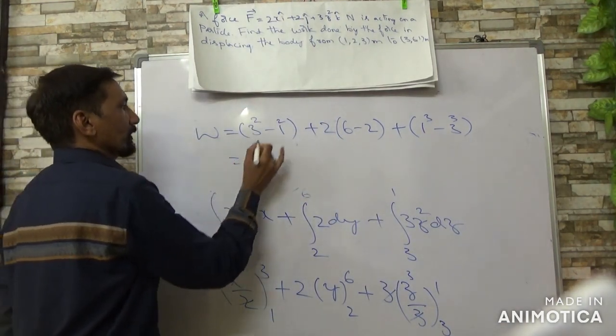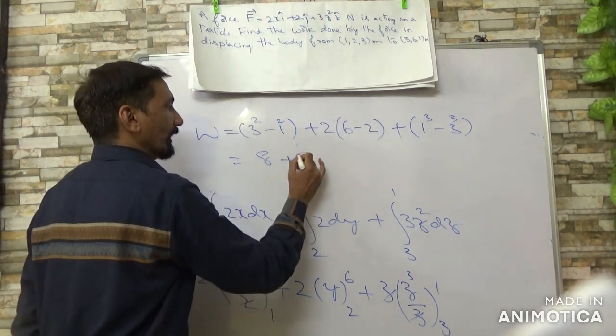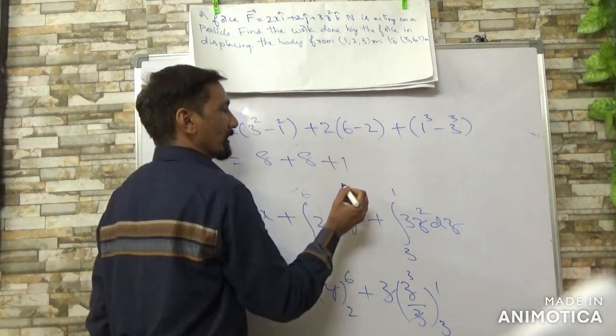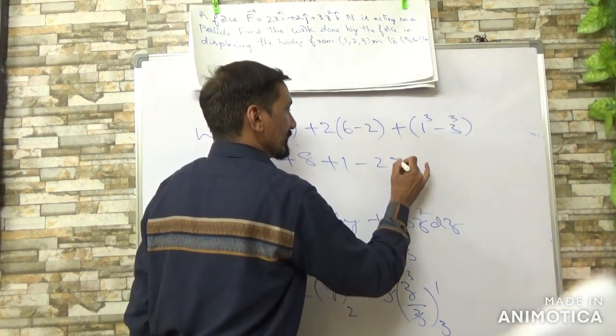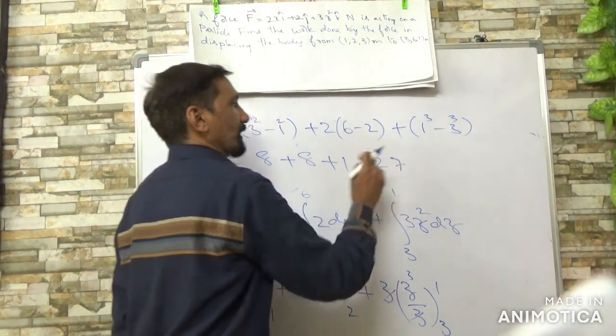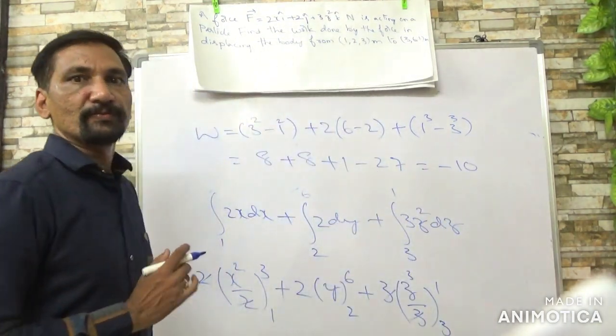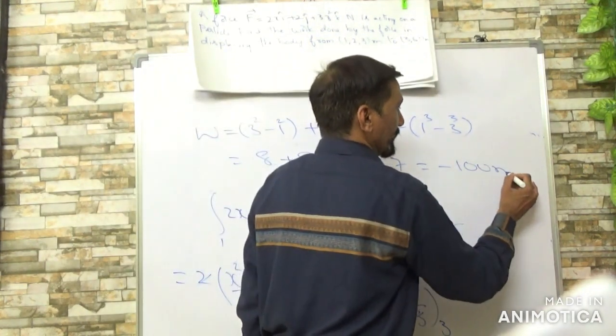So 9 minus 1 is 8, plus 4 into 2 is 8, plus 1 minus 27. 16 plus 1 is 17, 17 minus 27 is minus 10 units of work done.